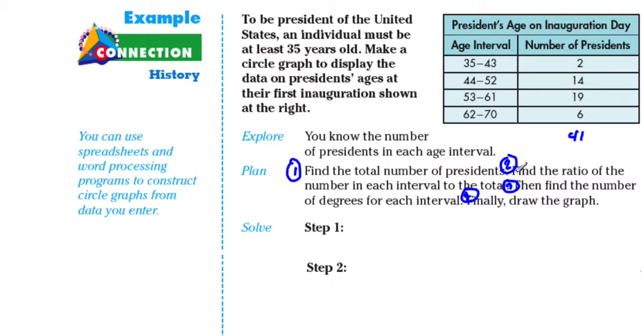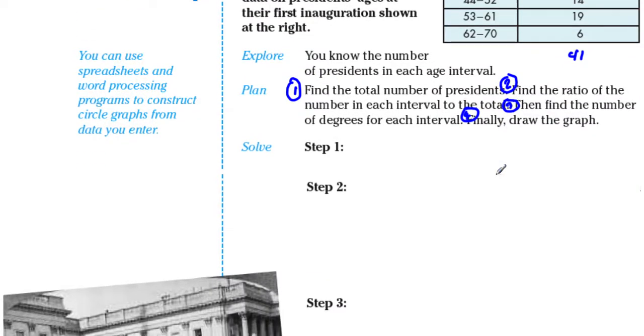We know step number 2. So what we just needed to know was the number of degrees, step number 3, and then we just have to draw the circle graph. So in this particular example, we need to go through step 1 and step 2 before we go to find the total number of degrees and finally drawing our circle graph.